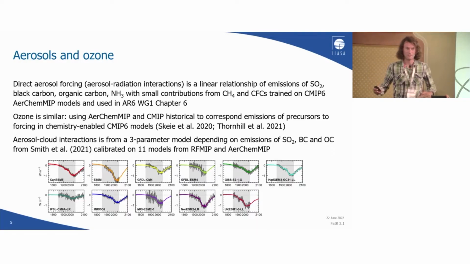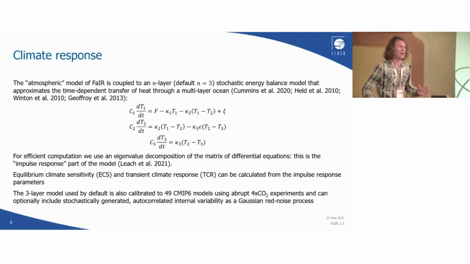And what we basically do is take all of these components of what I call the atmospheric model, and we couple this to an n-layer energy balance model. So this is quite a well-known representation of the climate system. It uses a discrete number of ocean layers, and it models the heat transfer throughout time as a response to forcing.